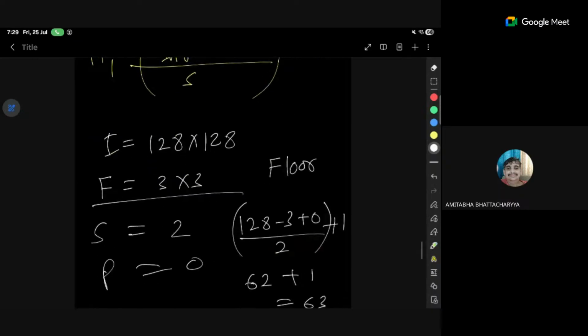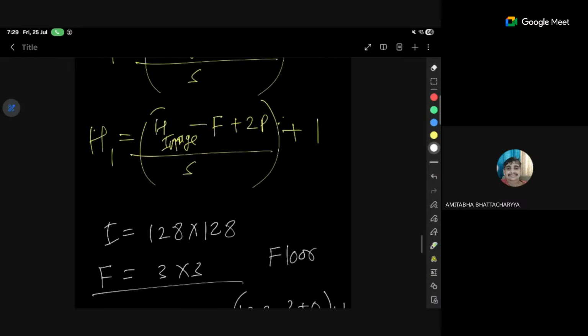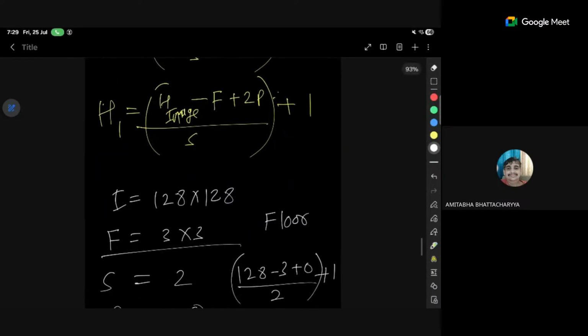You can think of it like, if you take the ceiling, then don't take plus 1. That is also good. But the formula is like this. With division, you take the floor.